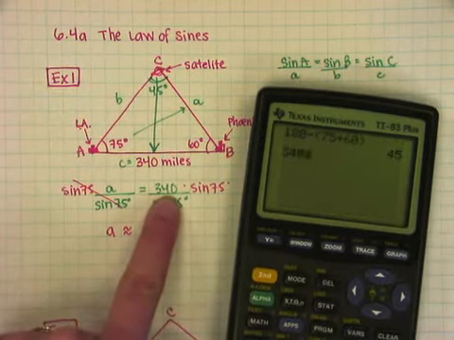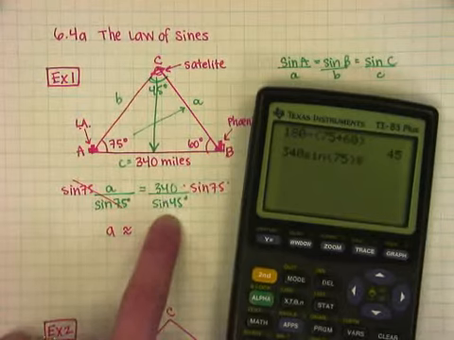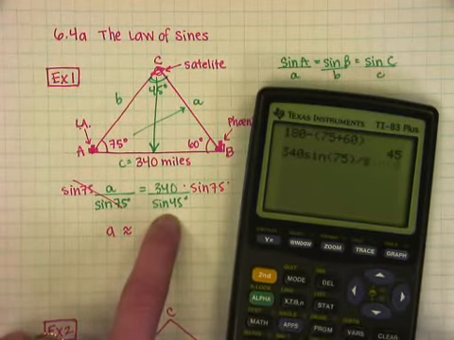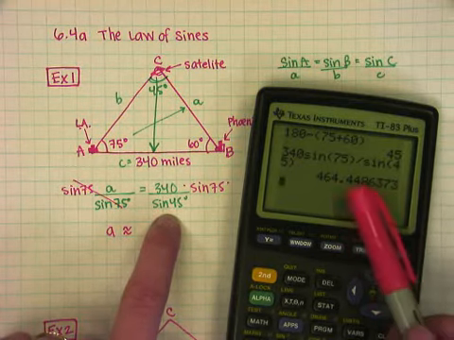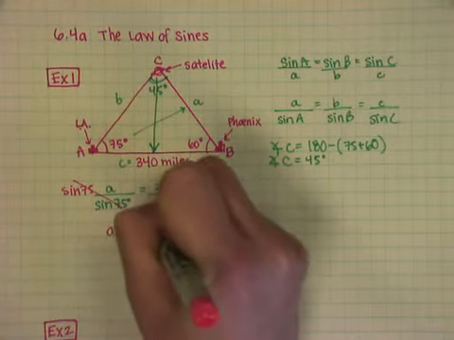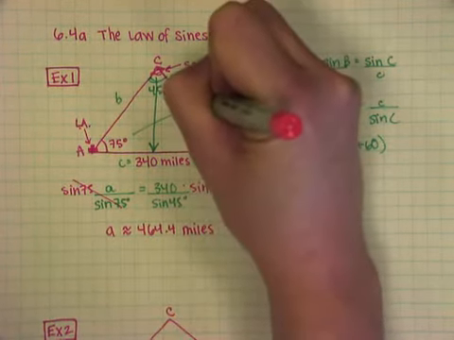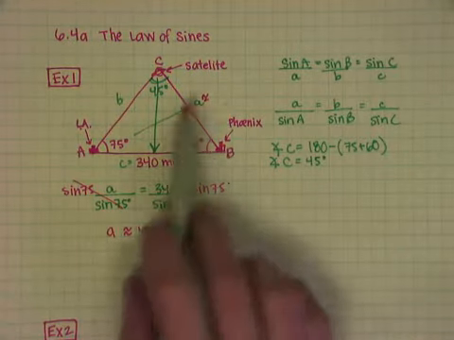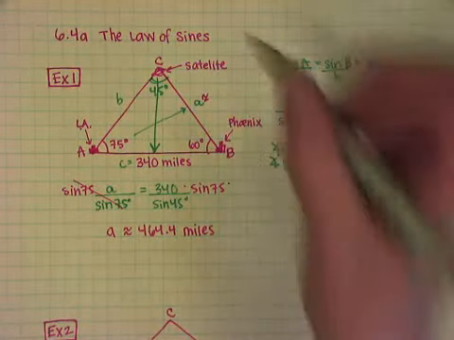I'm going to do 340 times the sine of 75. I'm going to make sure to close that parenthesis and then divide that by the sine of 45. And I get about 464.4, we'll just round that to 464.4 miles. And I always like to, you don't have to, go up and label it on the actual triangle so that at the end of the problem I can compare my picture to make sure things make sense. So 464.4 miles.